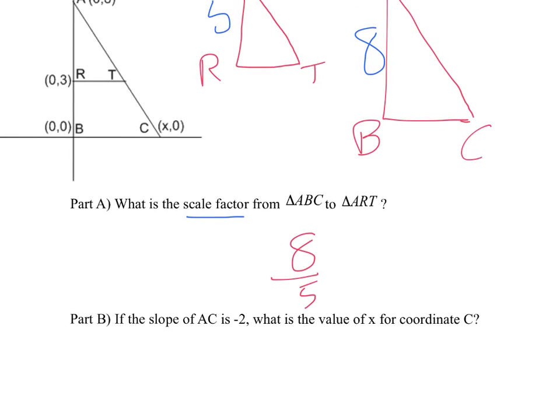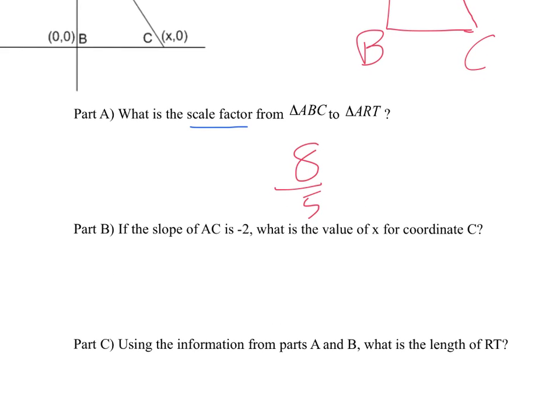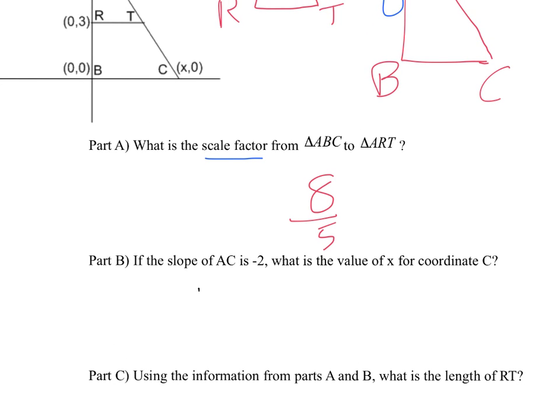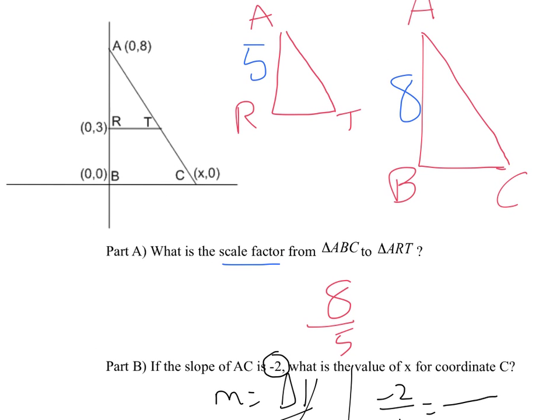Part B says, if the slope of AC, so we're talking about this line right here, AC, if the slope of that line is -2, what's the value of x? So I'm going to go ahead and do what I did earlier in the unit. I'm going to write down the slope formula. M equals change in y over change in x. Okay, I know M is -2. We're going to call that -2/1. I'm just going to split this here to give myself some room. So I've got -2/1 equals, and I'm going to do change in y over change in x from those 2 points, A and C. So again, we're talking about from A to C right here.